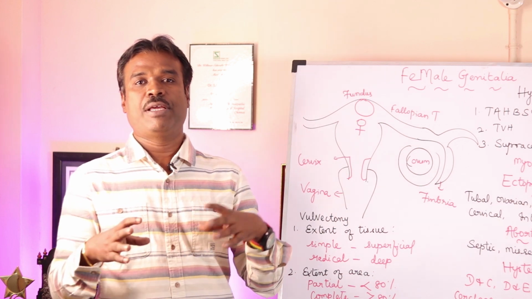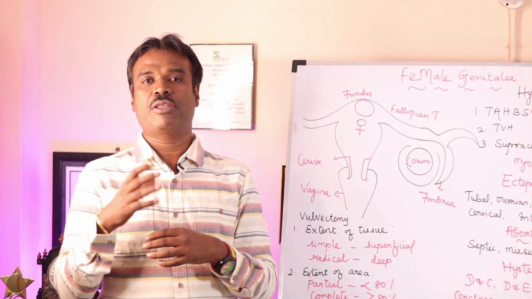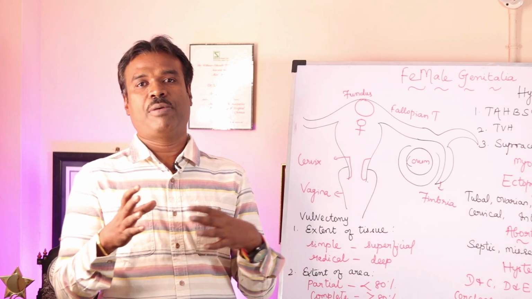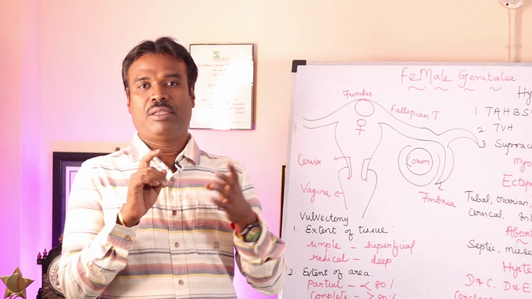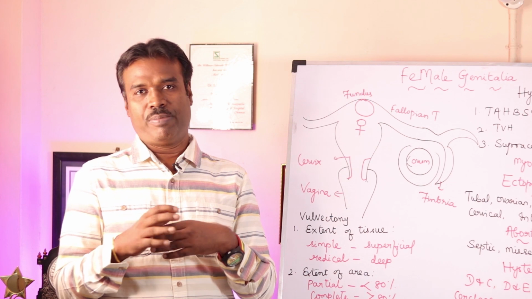Sterilization takes place by way of ligation of the fallopian tubes. We also call them salpings. So here we also say it is a tubectomy procedure. There are certain things that need to be considered when they can do a family planning operation.